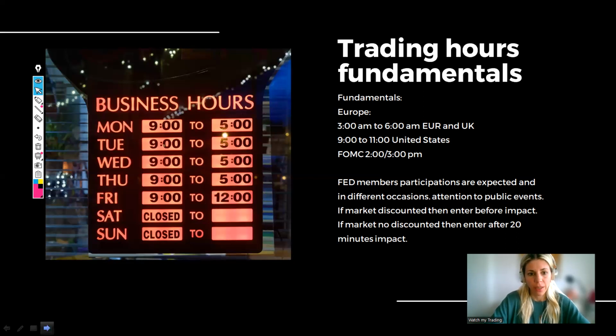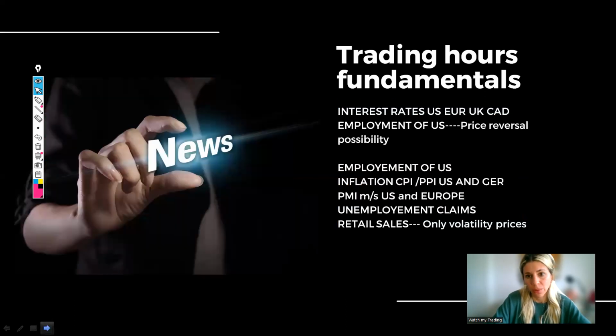So really quick, the information that you probably want to consider in 2023, probably 2024 as well, is interest rates, all of them. Of course, if you trade US currency, euro, UK and Canada, all interest rates are important, all of them. It's going to change something in the market. After the interest rate is published, we have the press conference 45 minutes after in Europe, and in the US, probably the same.